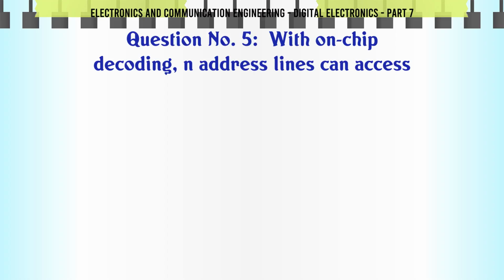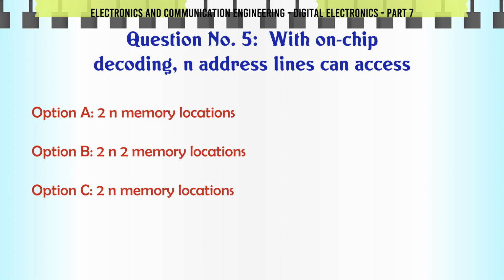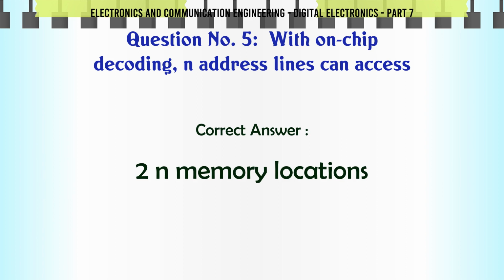With on-chip decoding, N address lines can access: A. 2^N memory locations, B. 2^N memory locations, C. 2^N memory locations, D. 2^N memory locations. The correct answer is 2^N memory locations.